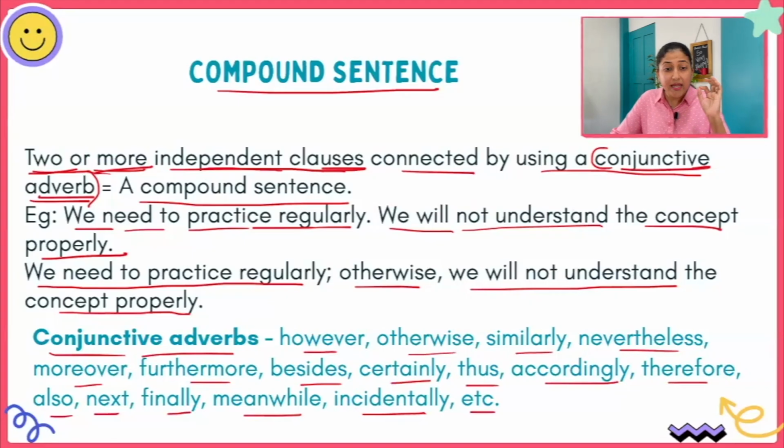Look at the usage. Now, what are we doing? We are using a comma after the conjunctive adverb, and before that, we are using a semicolon. Remember this, okay? Now, if we want, we can actually break it into two different sentences. We can say, we need to practice regularly, full stop, and then, otherwise, comma, we will not understand the concept properly, right? Here we can break the sentence into two separate sentences.